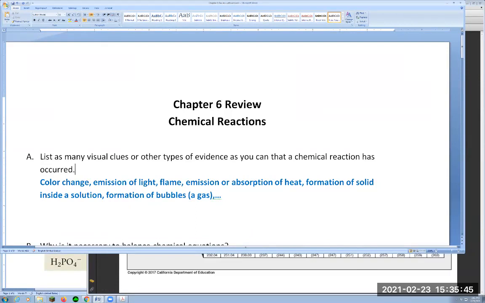Emission of light or a flame, for example, when you are burning methane or a gas or even wood, whenever you are burning something and it creates a flame, so it creates light. So you see emission of light, a flame, and so there is an emission of heat, right? You can feel the heat. So all of these are indications of a chemical reaction. Absorption of heat also will indicate a chemical reaction occurred.